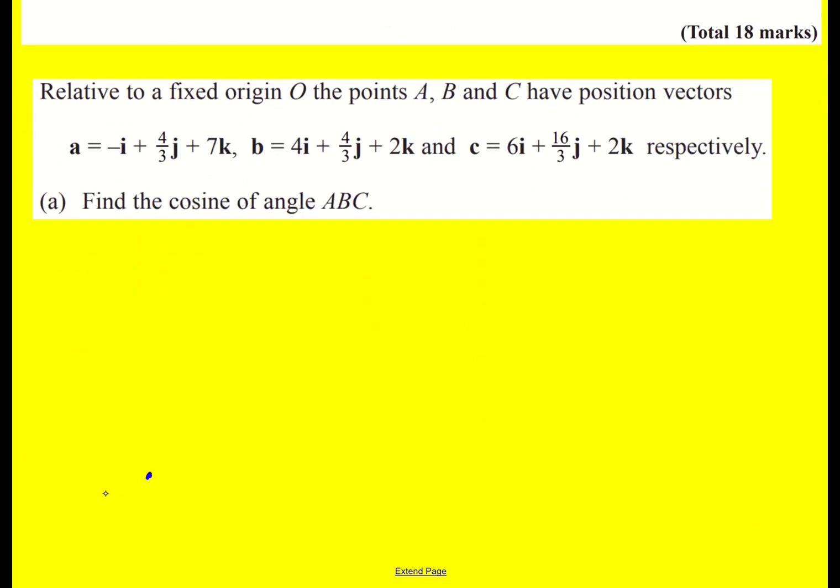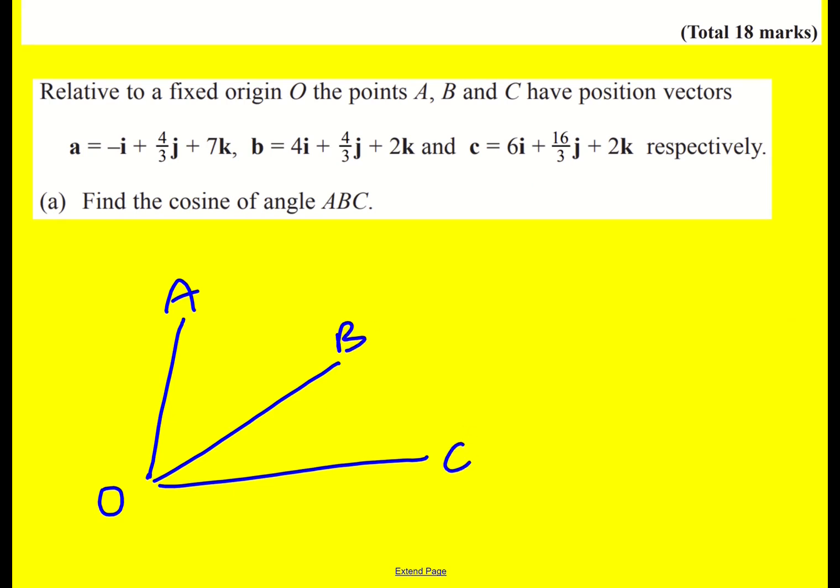So I've got a fixed origin, and I'm going to plot points A, B, and C. Of course, this is in three-dimensional space. We're asked for the cosine of angle ABC. So if I connect that up like that, it's going to be this angle here. We'll call it theta.